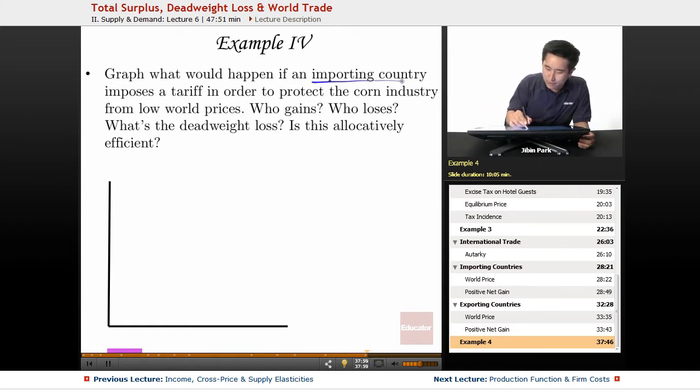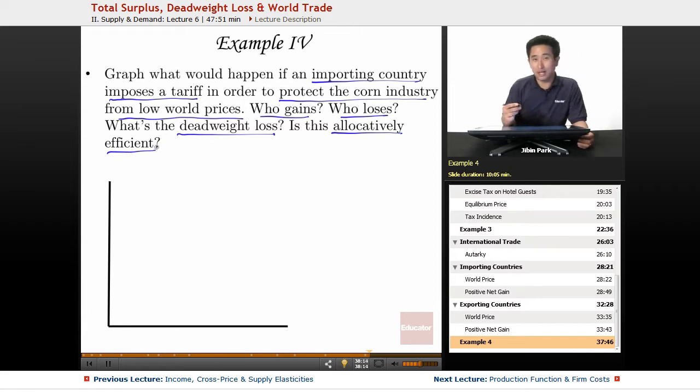So graph what would happen if an importing country imposes a tariff in order to protect the corn industry from low world prices. Who gains? Who loses? What's the deadweight loss? And then, is this allocatively efficient? So I asked a multitude of questions here, but I kind of want to mirror a question that you actually might see on the AP exam.